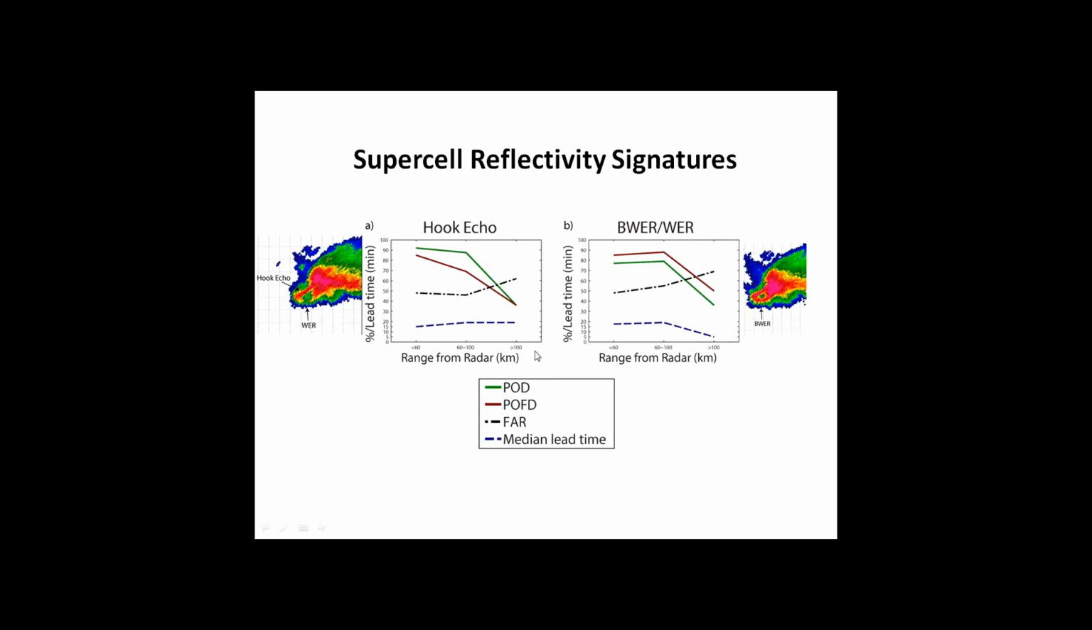Looking to the far right of these plots, once you got more than 100 kilometers from the radar, the POD and the POFD for both these signatures dropped due to the radar sampling issues of beam filling and beam height, making it hard to discern these features. That's especially a problem in high shear, low CAPE environments, given that the storm tops are low for many supercells.